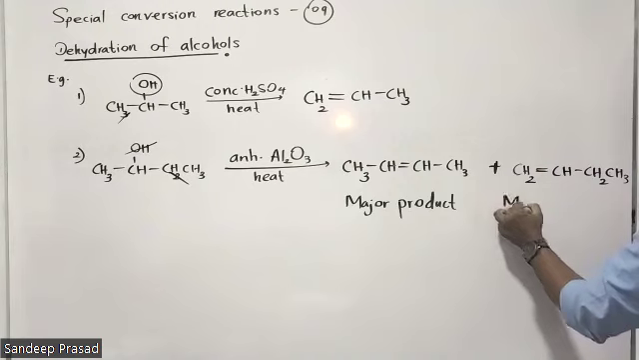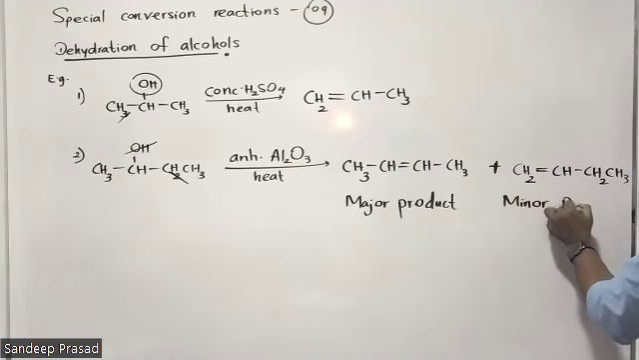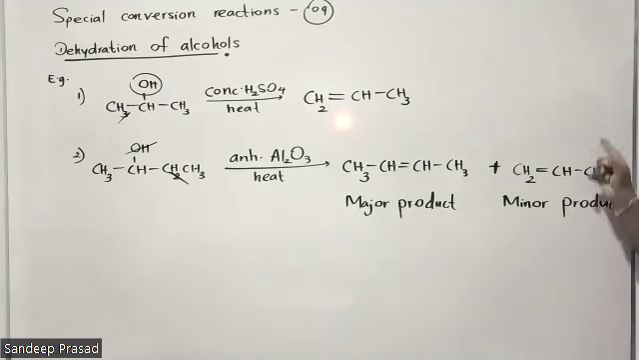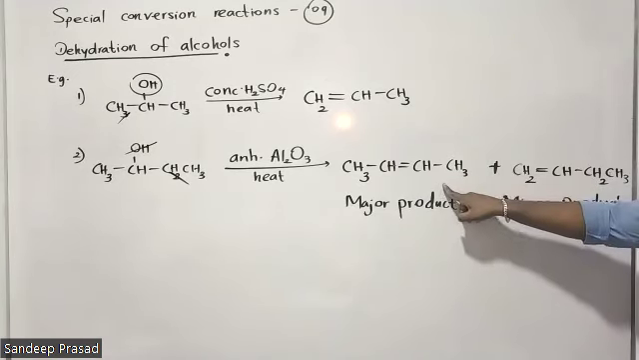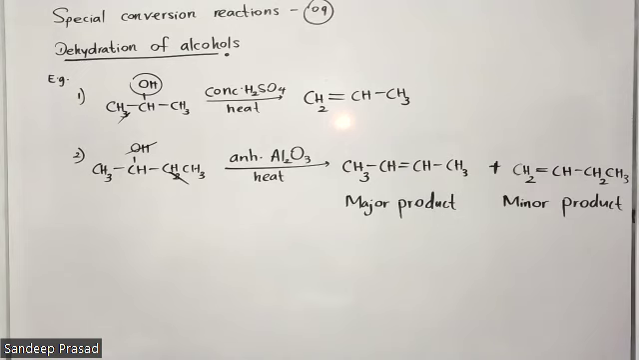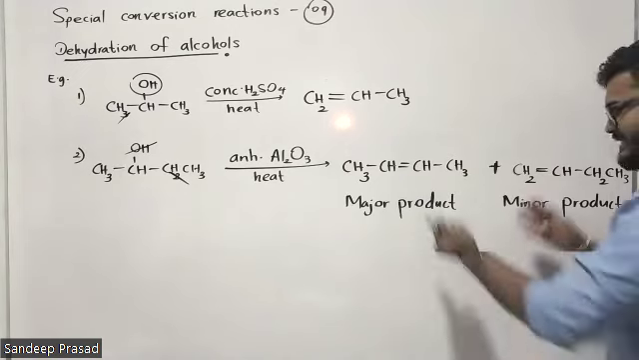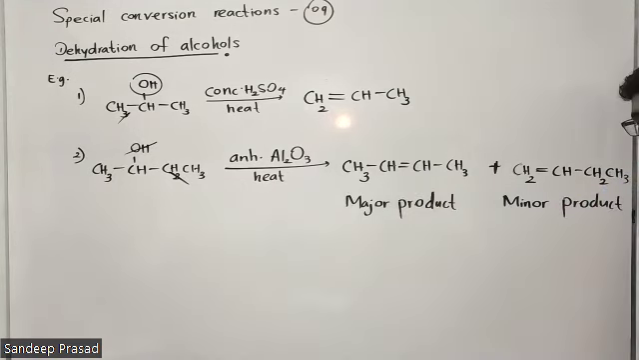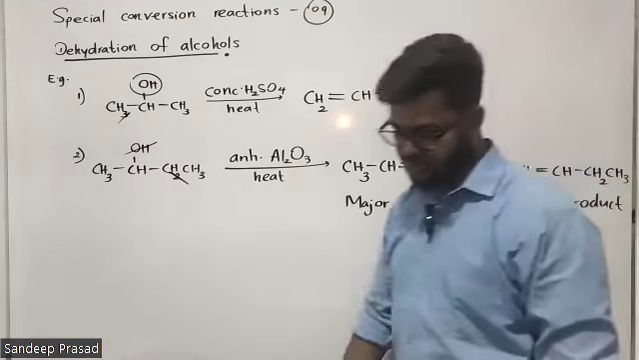I told you, students, remember, we can use the relevant product in the conversions. If you want the minor product, you can use the minor product in the conversion. If you want the major product, you can use the major product in the conversion. Since both products are there, you can use the relevant compound to do the conversion. Okay. Right.